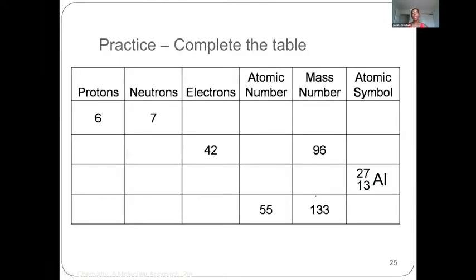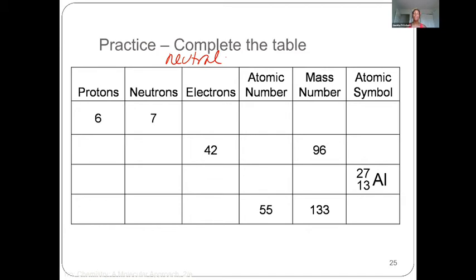Now, let's put all that information together. We should be able to fill out this chart based on the information provided. And you'll see different rows contain different amounts of information, but we should be able to figure out the information based on what we have. As we're completing this table, we're going to assume that everything is neutral, okay? So these are neutral atoms, okay?